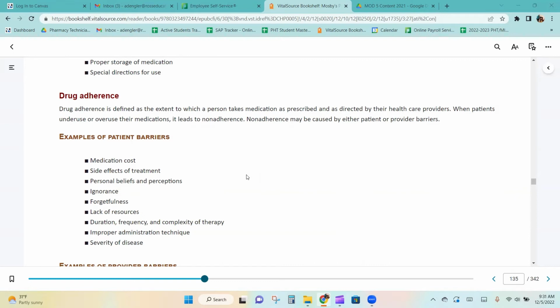So some examples of patient barriers, which if you work in medication reconciliation, you will see a lot more of and be able to pay attention to it more, as in the retail setting, you really probably don't pay attention that much as technicians, but to specific patients. So medication cost, huge one, side effects of treatment, personal beliefs and perceptions, ignorance, forgetfulness, lack of resources, duration, frequency, and complexity of therapy, improper administration technique, and severity of disease.